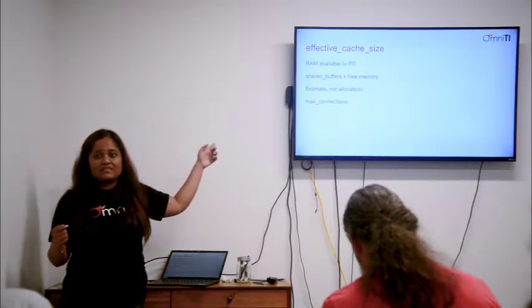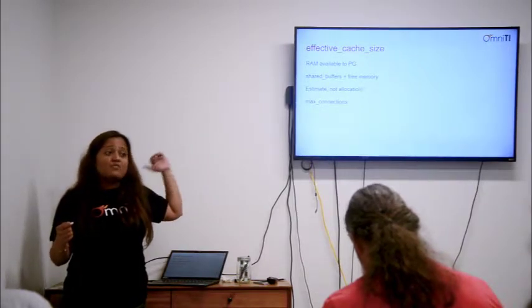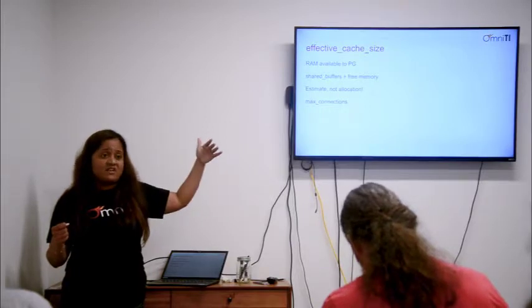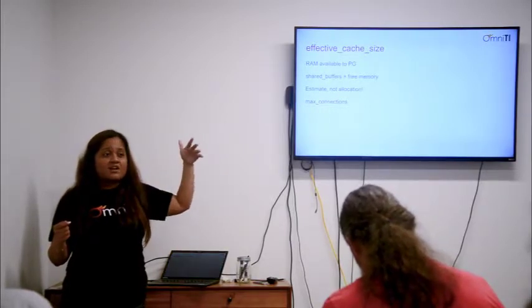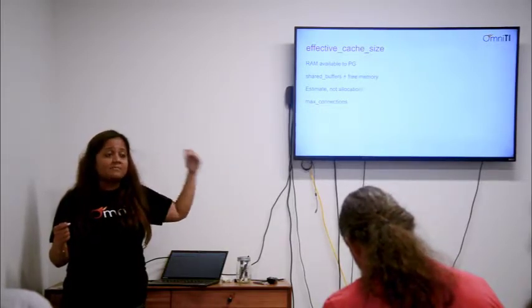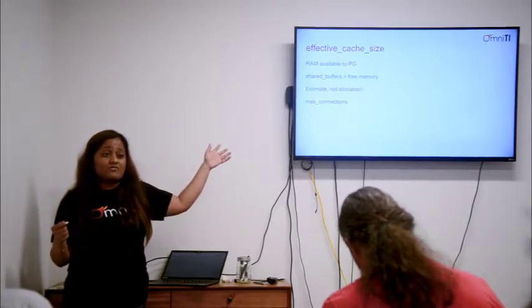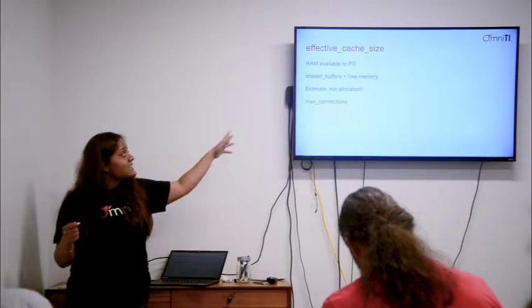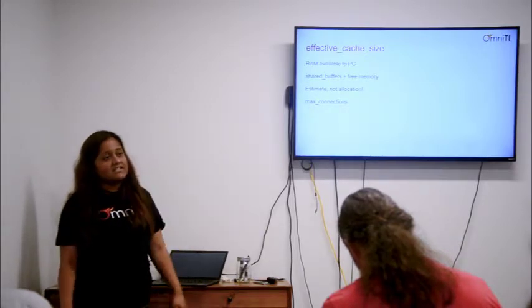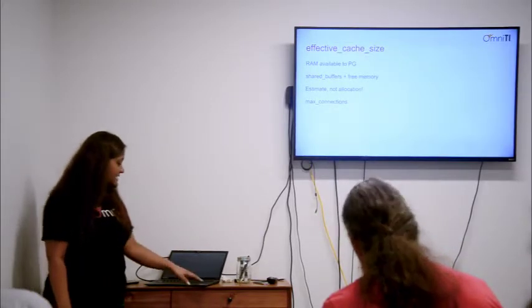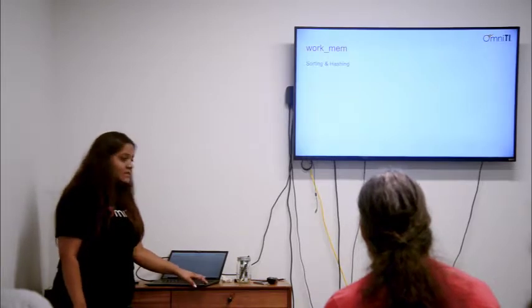So this is one of those that it really affects. If you have more connections, you have more Postgres processes. If you have more Postgres processes, depending on how complex each of those processes are, it's possible for you to really be short on RAM. So you want to take into account what your max connection is set to before you set your effective cache size.